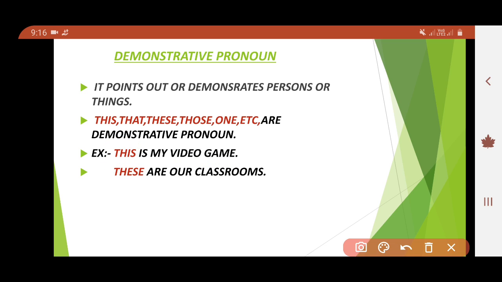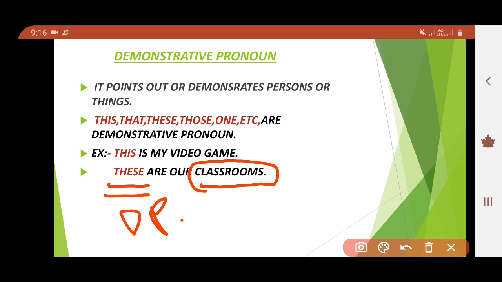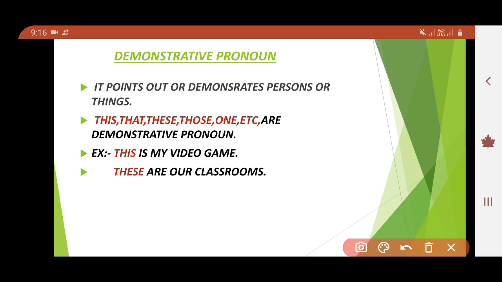Come to the next example. These are our classrooms. So these, this demonstrative pronoun, is used here to explain these classrooms more clearly, that whose classrooms are these: these are our classrooms. Okay, clear? This is not a definition actually; it is what the demonstrative pronoun does. Okay, so I think you're clear with this.